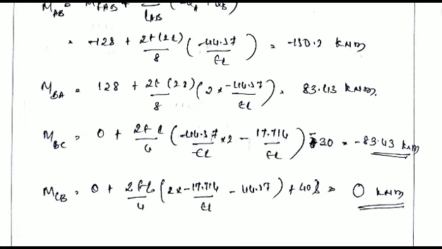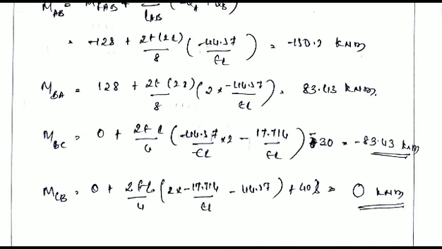Coming to the last one, CB: 0 moment at the end span, plus 2EI by 4, 2 times theta C, that is minus 17.714 divided by EI, minus 44.57 divided by EI, that is theta B. Substituting all this, plus 40, the anticlockwise moment at the right hand side, anticlockwise will be positive here, so plus 40, we get the final moment at joint C for member CB as 0.